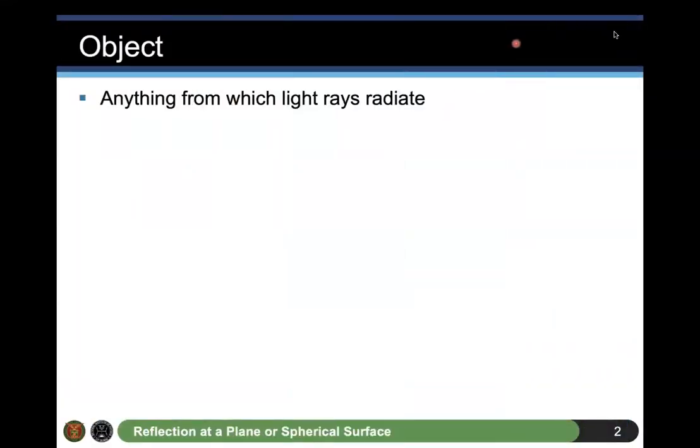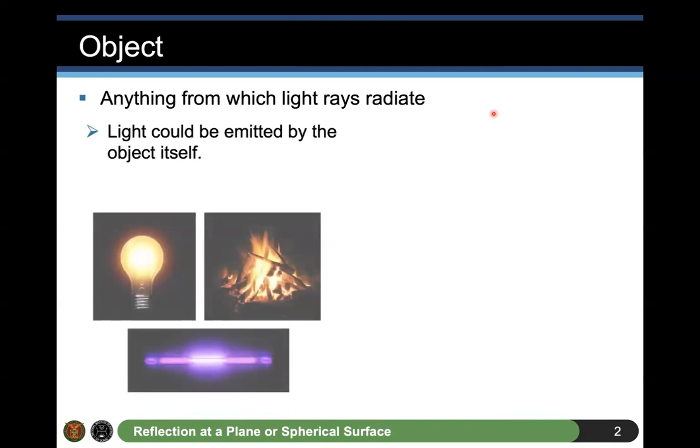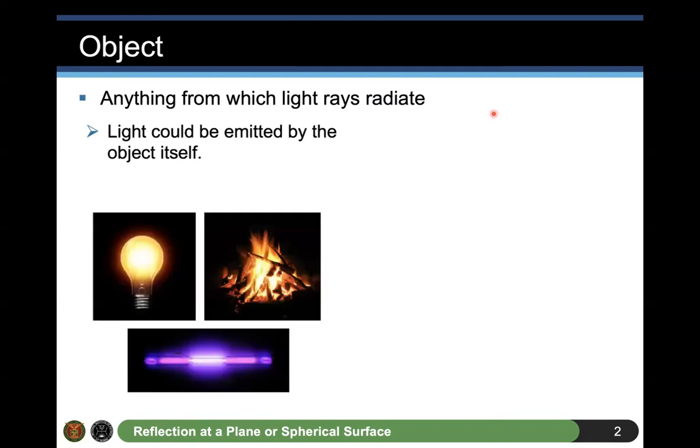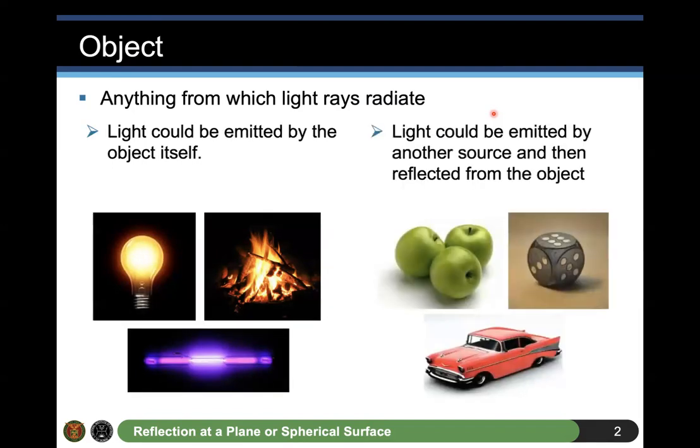So for this lecture, we define some terminologies. When we say object for geometric optics, it's anything from which light radiates. Light could itself be emitted by the object, such as our sources of light like fire, discharge tubes, and lamps. And light could also be emitted by another source and then reflected from the object.